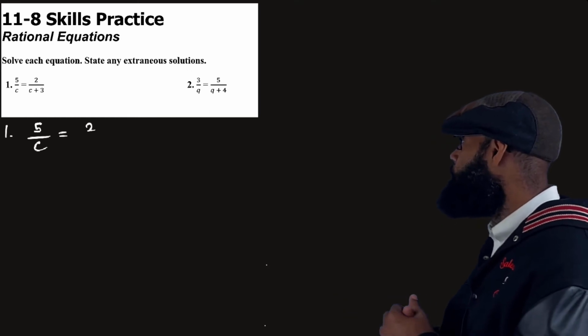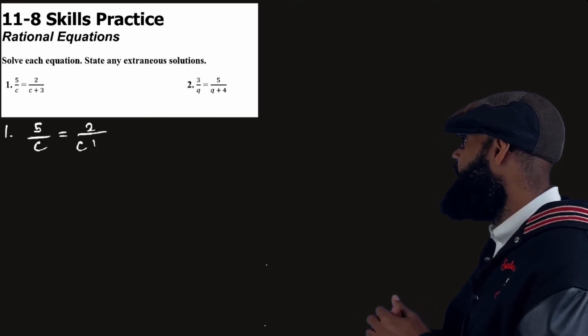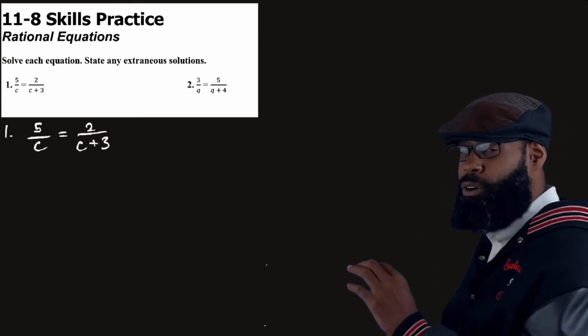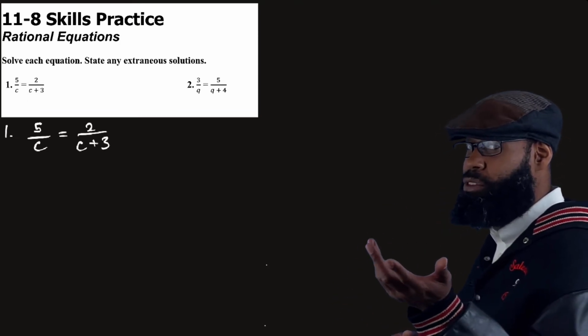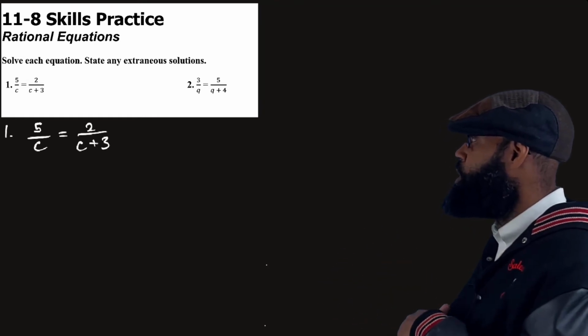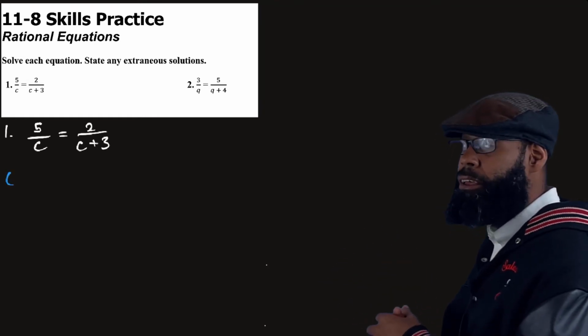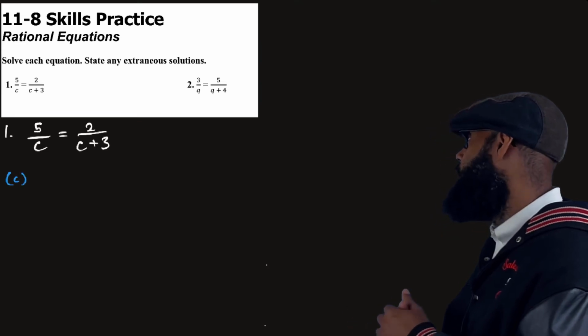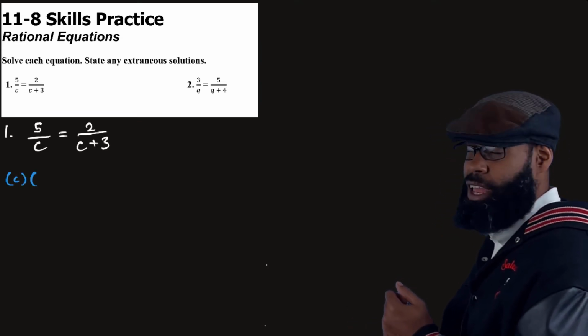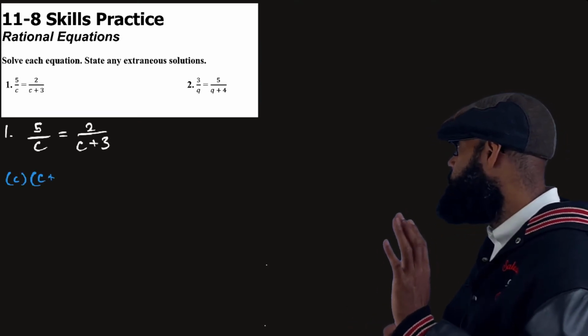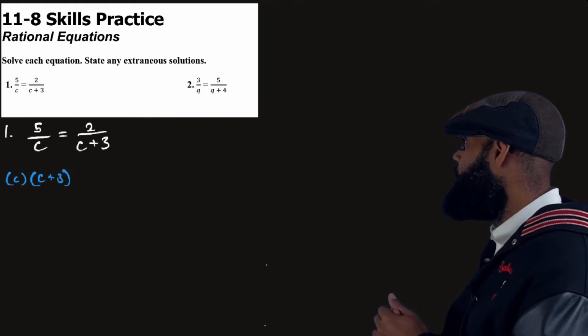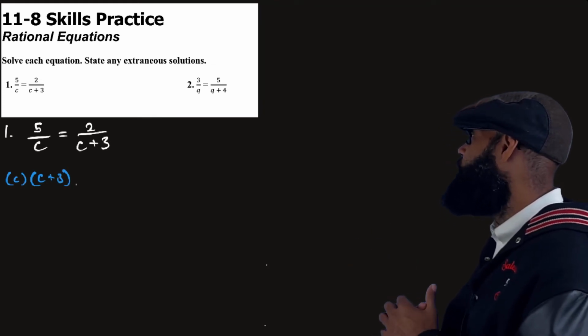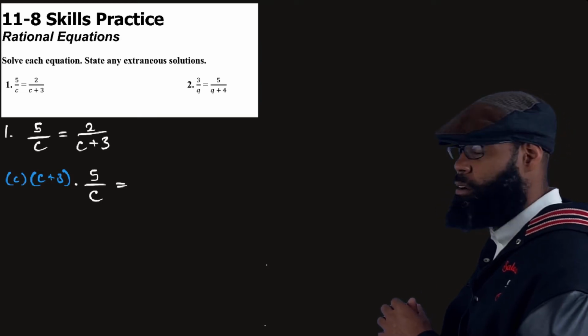But first one, solve each equation, state any extraneous solutions. So throughout the whole handout, guys, I'm probably gonna forget to do that once or twice, but this was from earlier. C cannot be what? 0, right? And C cannot be -3. But moving on to actually doing the problem, right?